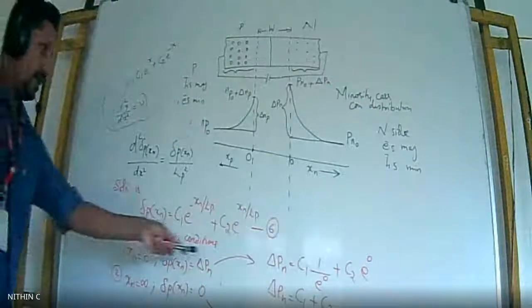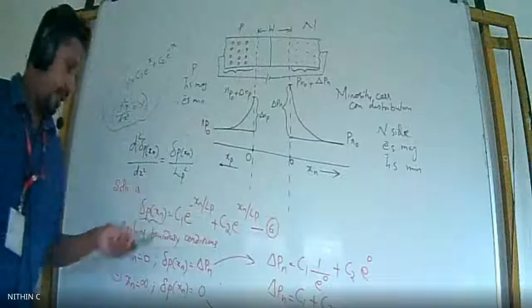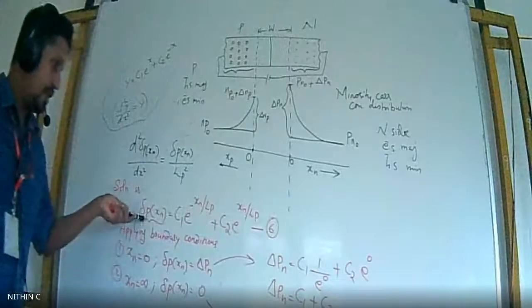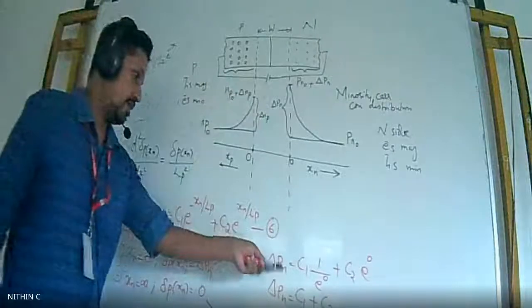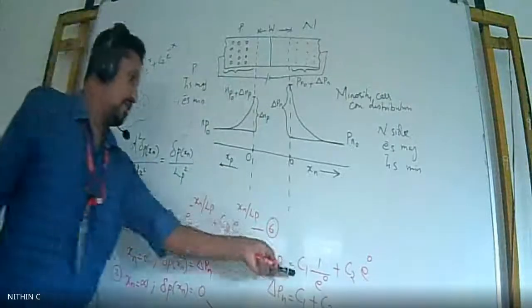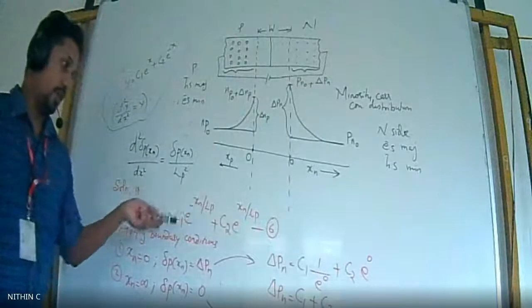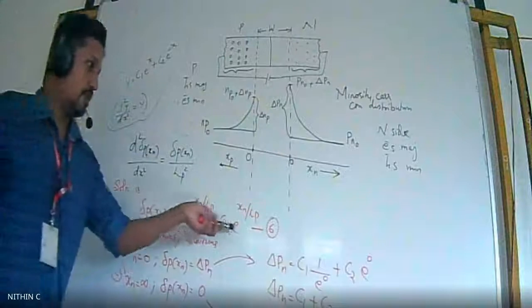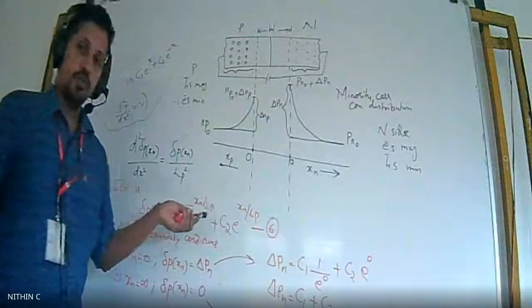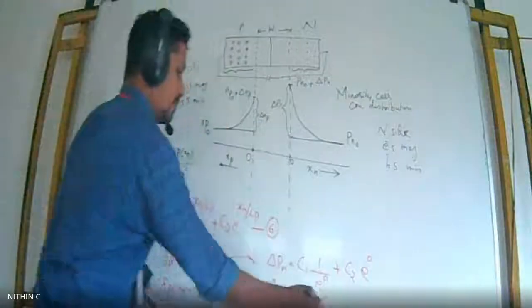So this is the expression that we get when we substitute xn is equal to 0 in this expression. When we give xn equal to 0, del p xn will be delta pn. So I have written it as delta pn is equal to c1 into e raised to 0, which is 1, so c1 plus c2 e raised to 0, that is c2. Delta pn is equal to c1 plus c2.